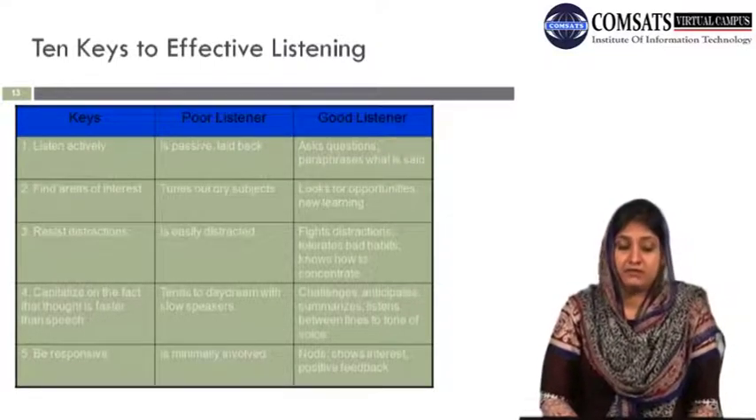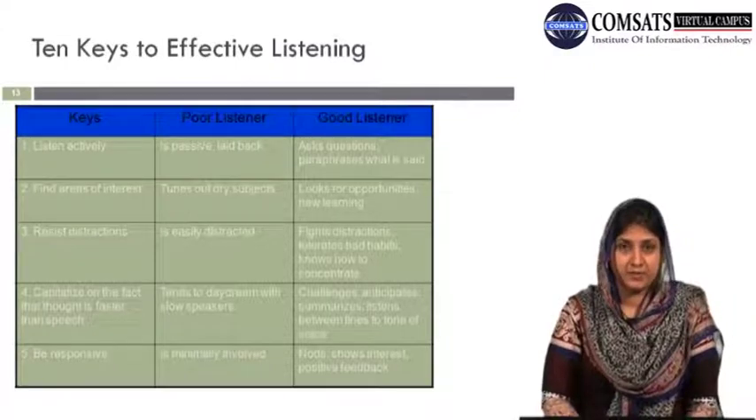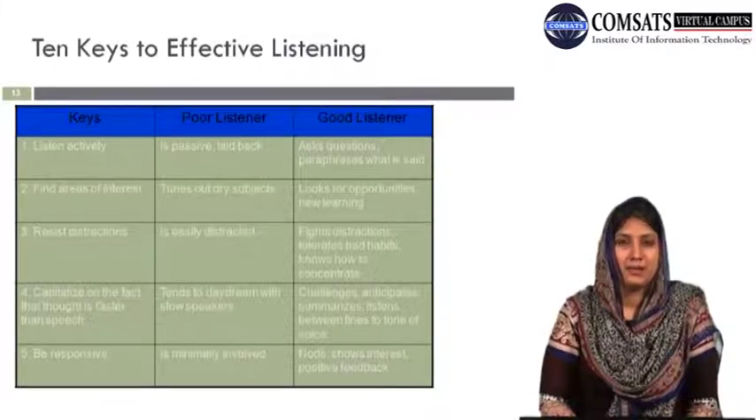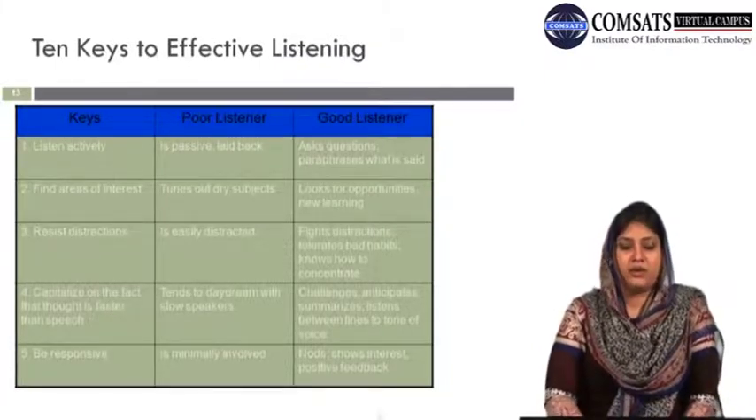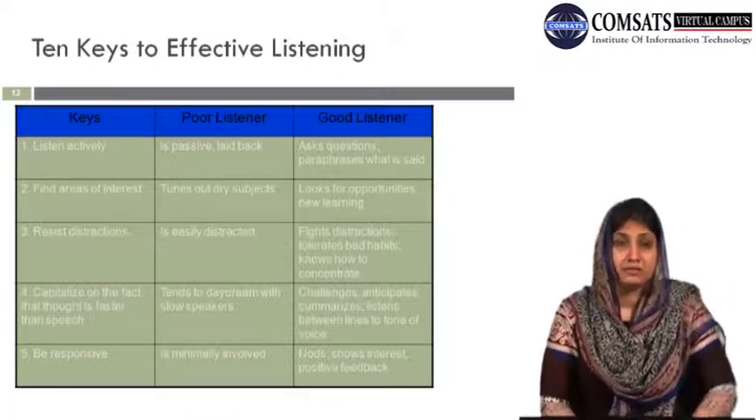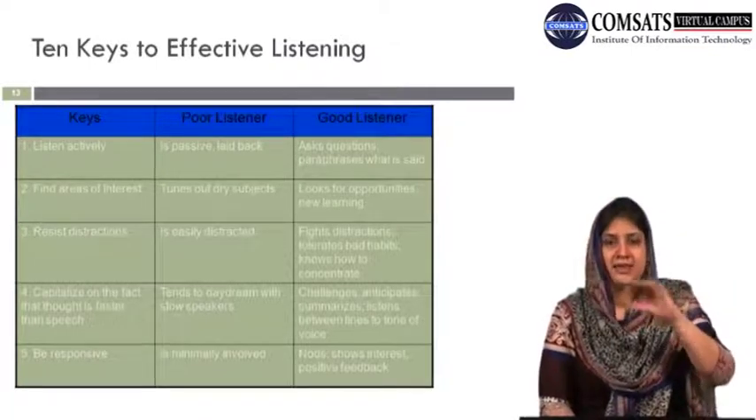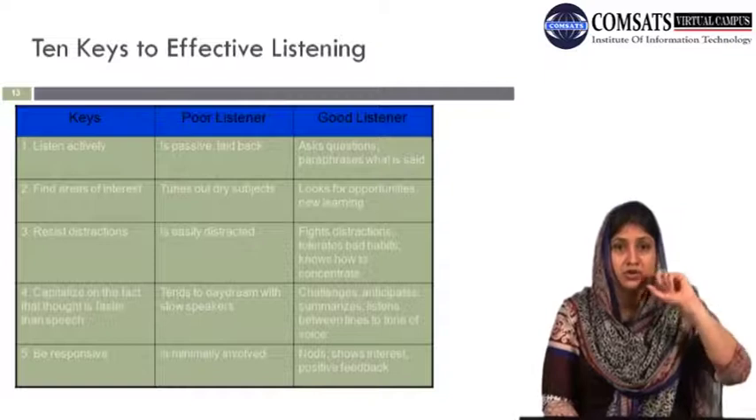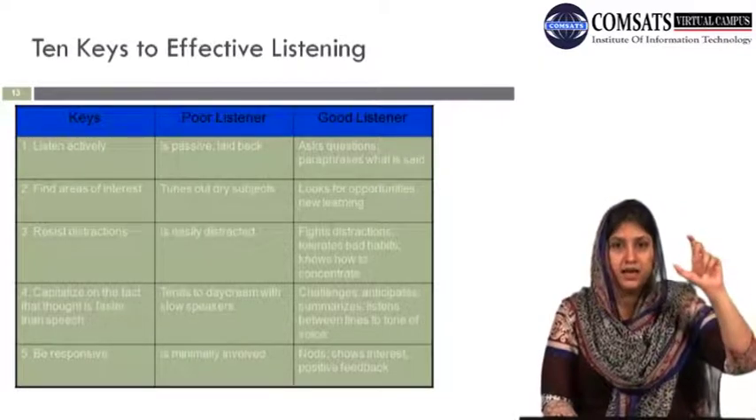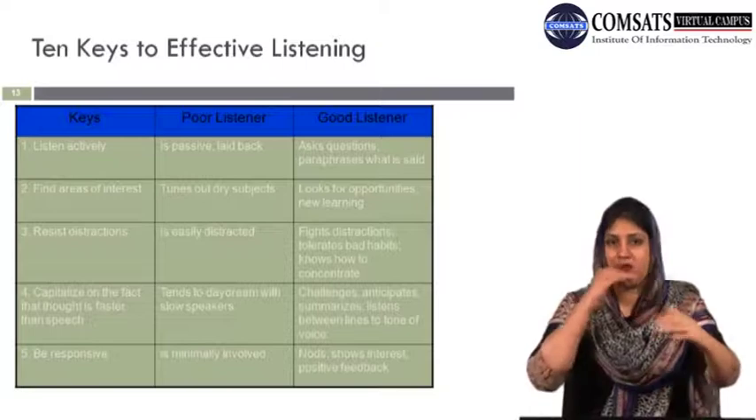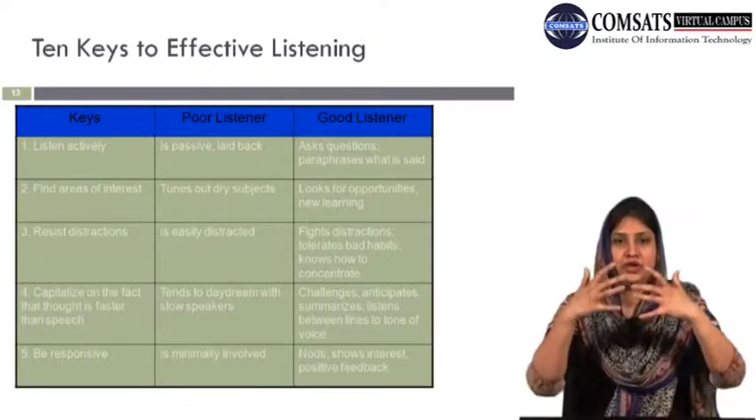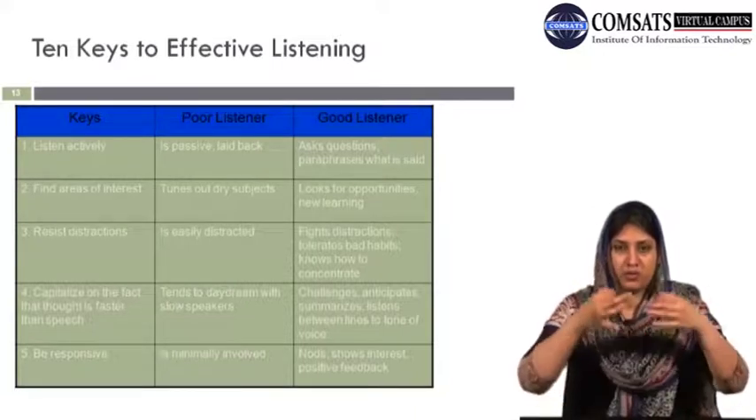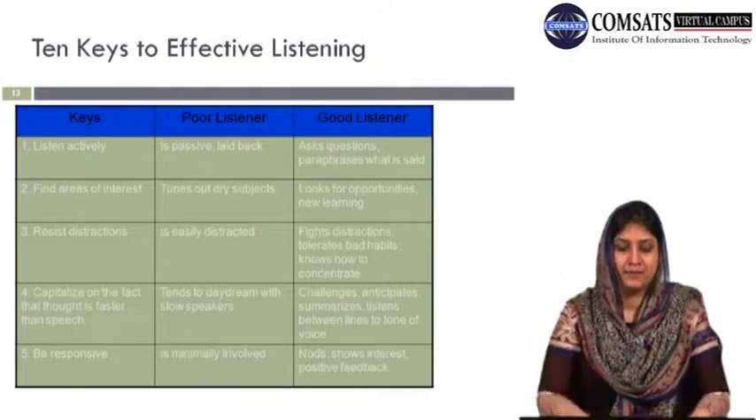Now, capitalize on the fact that thought is faster than speech. Well, what is happening is that some people, when they are speaking, have a slow pace. There are two things, pace and voice. If I'm talking like this, I'm talking about voice. If I'm talking like this, with rapid articulation of words, I'm faster in my pace. So I have to slow down in my pace so my words are articulated clearly.